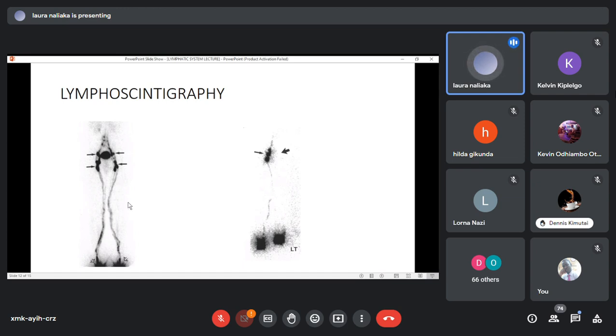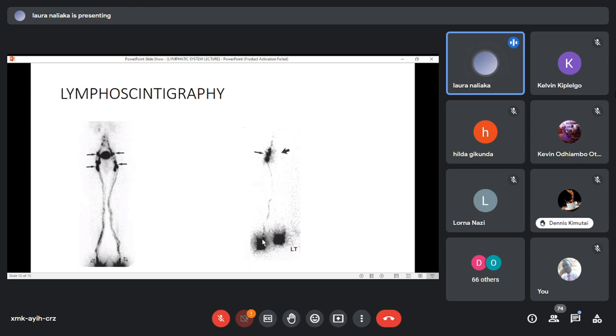So what you see here on the image is the lymphatic channels on the right and on the left. After a few minutes, you will see it opacifying normal lymph nodes around the inguinal region, because that's where you expect the radiotracer to go. And after a while, you'll see it in the bladder because it has to be excreted. So these were normal lymphoscintigraphy images.